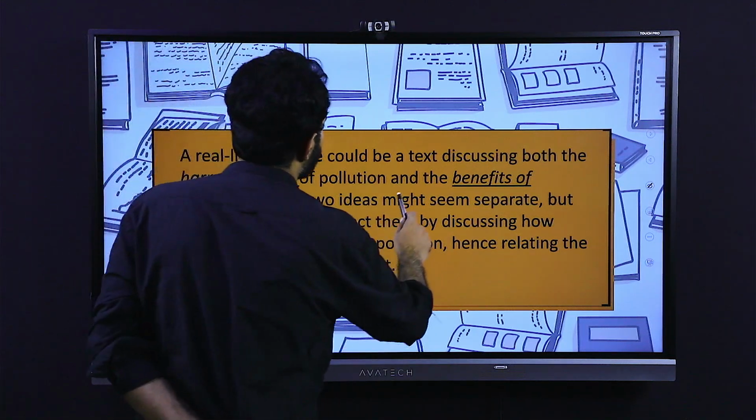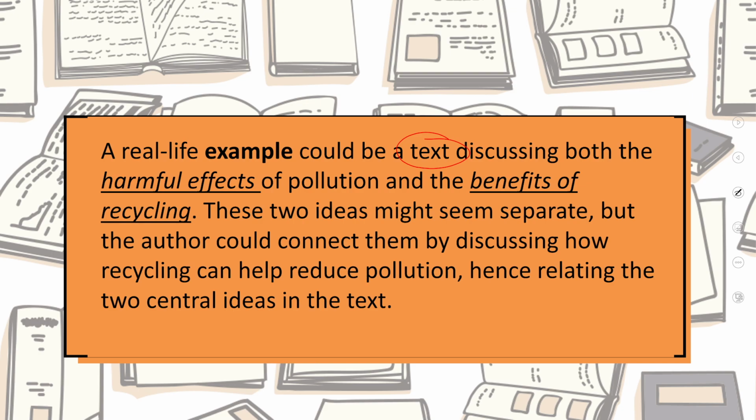An example could be a text discussing both the harmful effects of pollution and the benefits of recycling. Now, in this text, we are talking about two things: harmful effects and also benefits of recycling. Now, the problem and solution relationship is also there. We will talk about cause and effect relationship as well to combine these two ideas together.